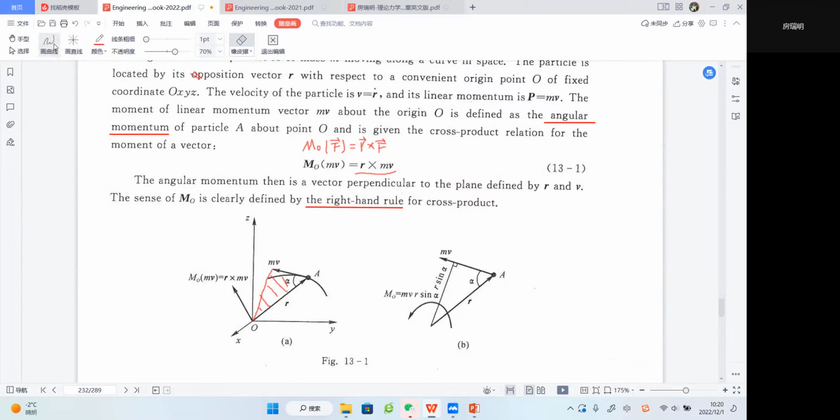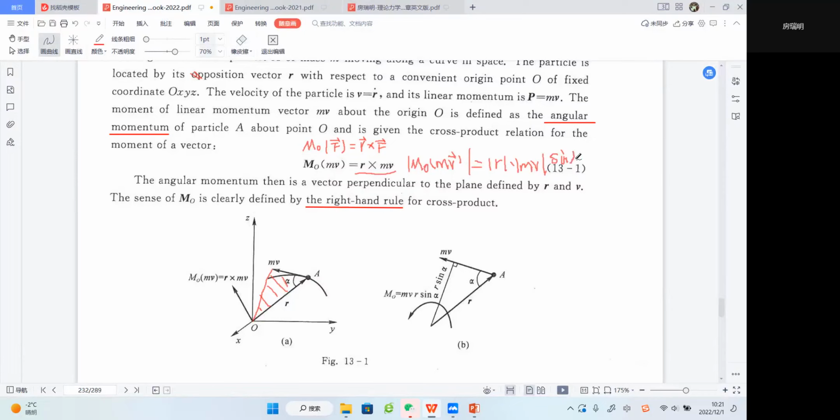So when we are trying to find its magnitude, that is M0. Because here is the cross product, we just need the norm of the R vector, the norm of the mv vector, and the sine of the angle. Let me say theta. Actually, maybe I should use the same angle, alpha.